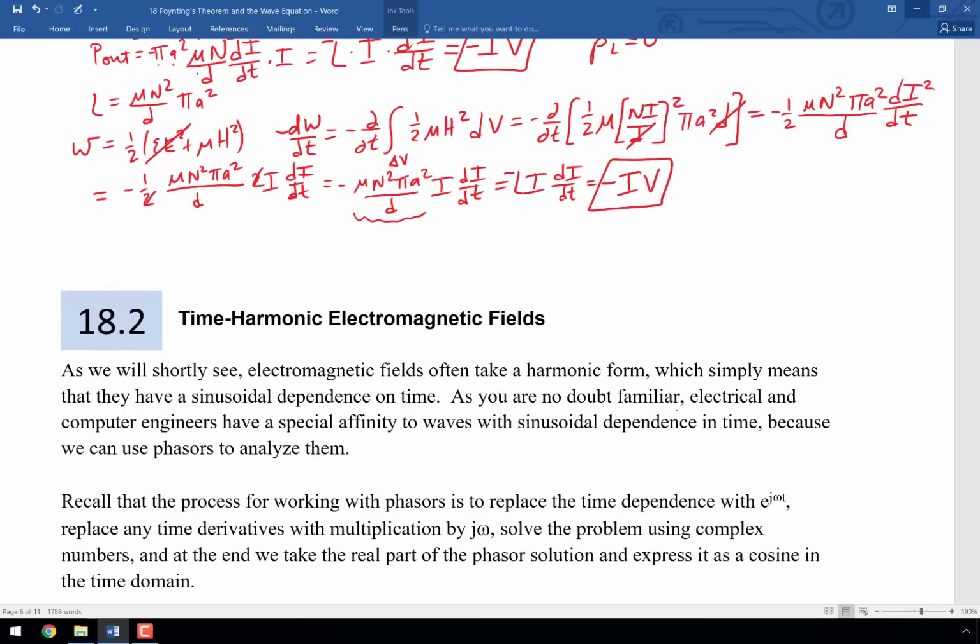So let's talk briefly about time harmonic electromagnetic fields. Time harmonic is simply a fancy way of saying that it has a time dependence that is entirely sinusoidal.